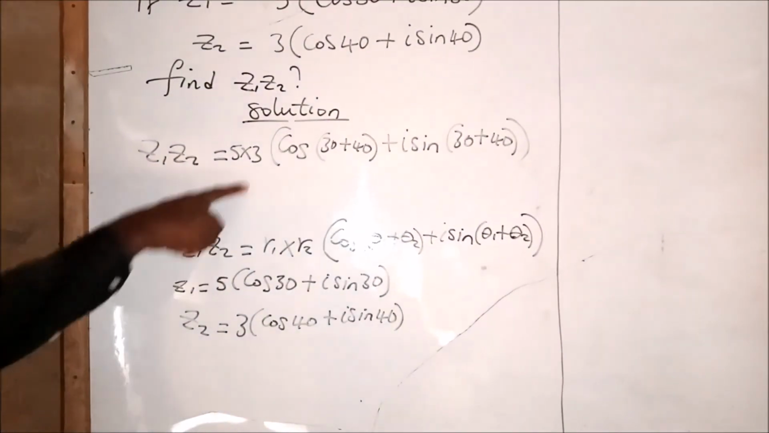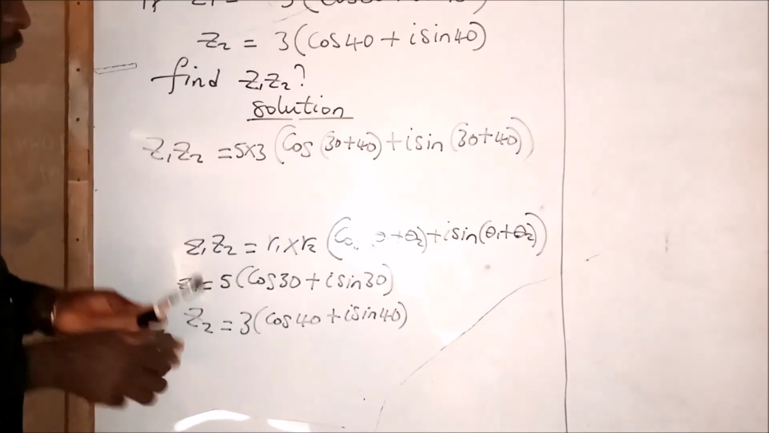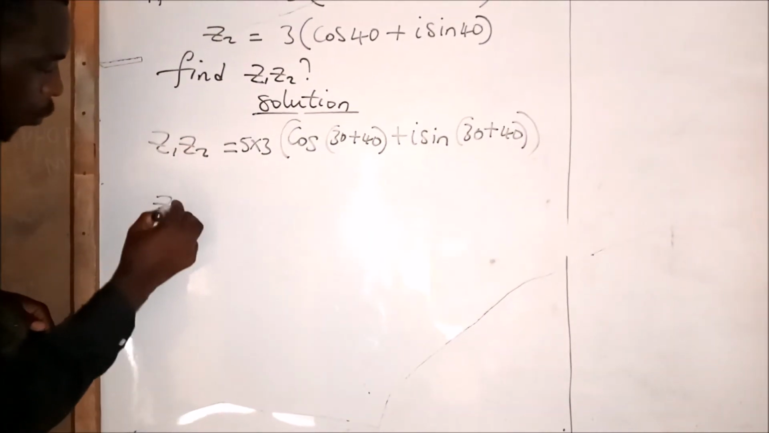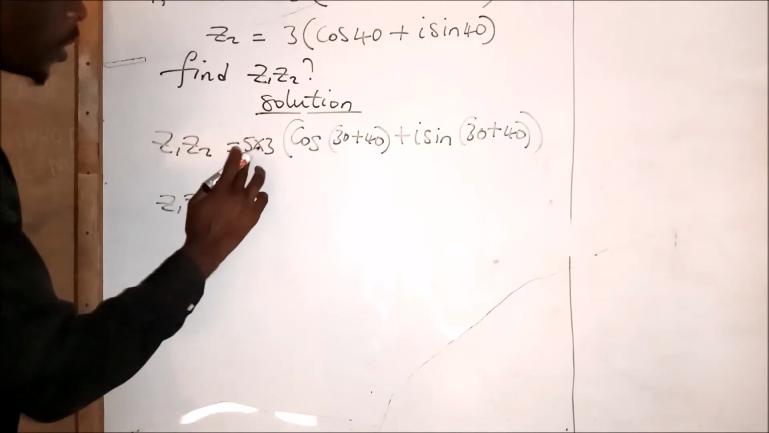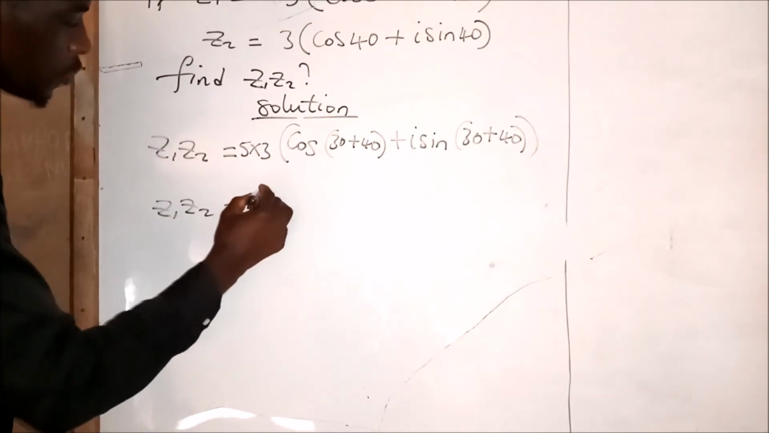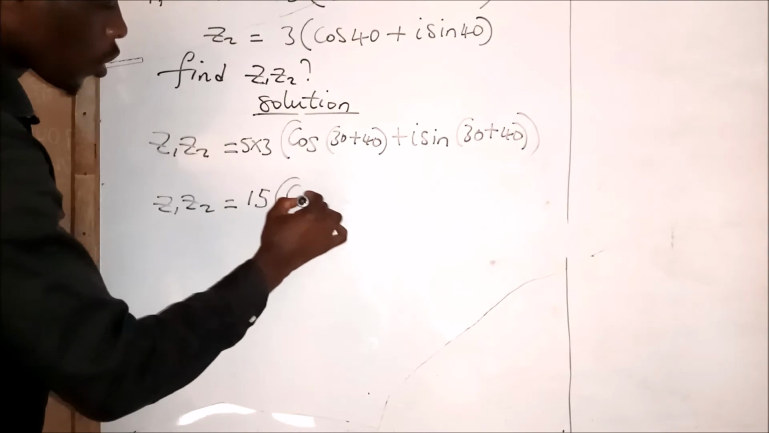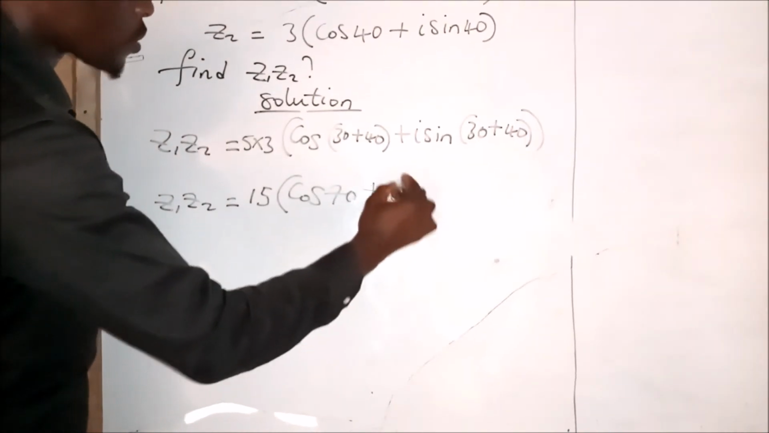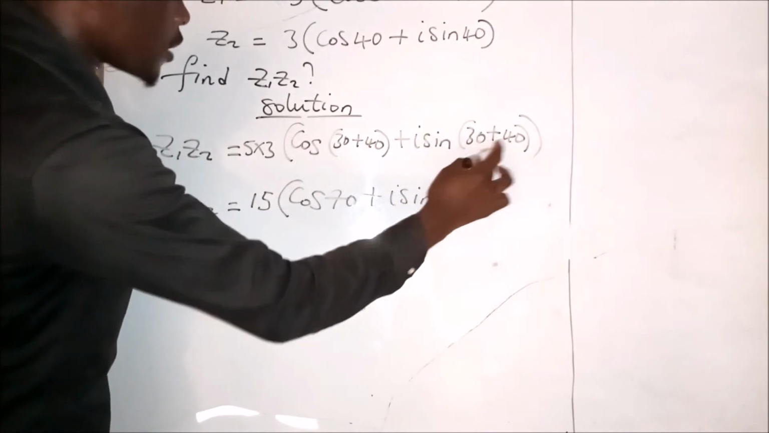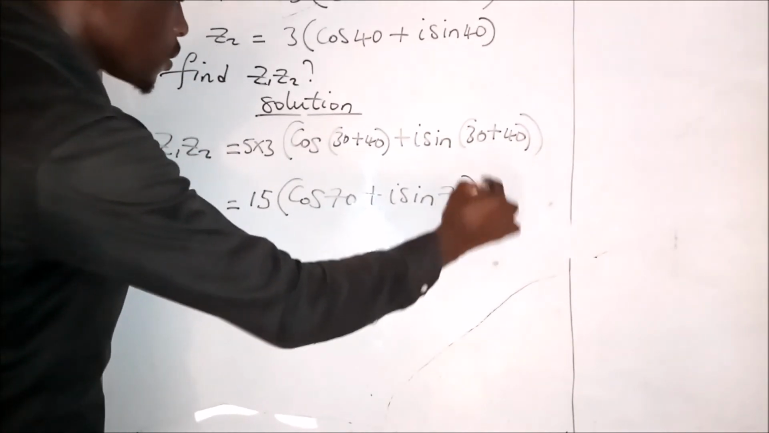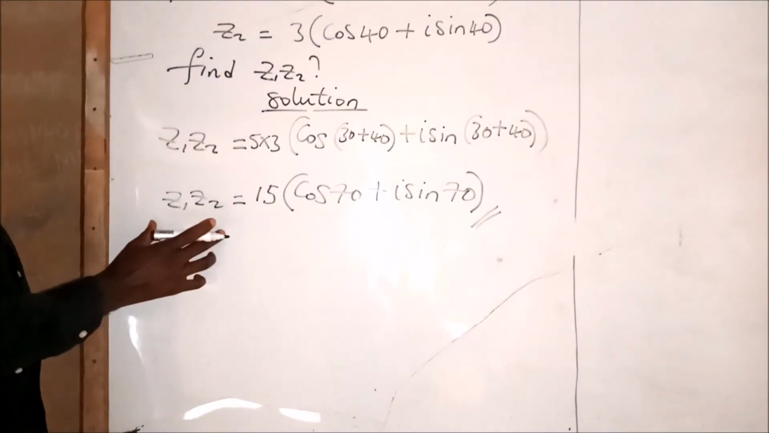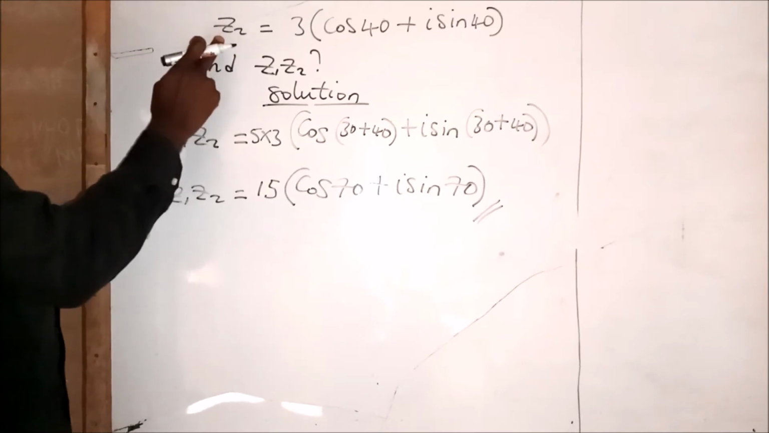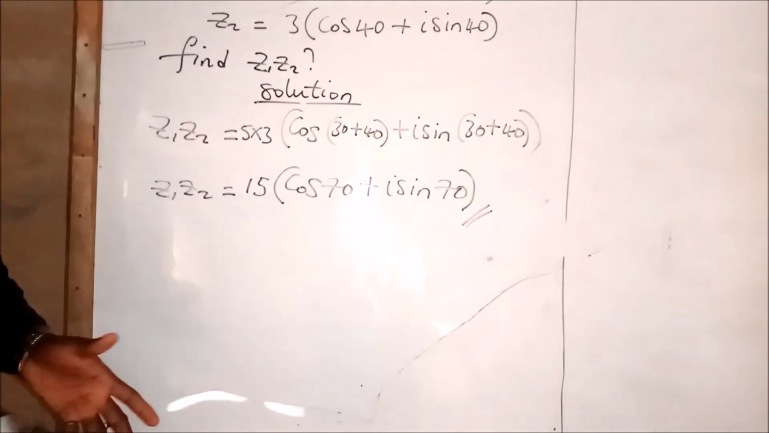Now we are going to get the product of this and the sum of this, which is going to give us that our z1z2 is going to be 5 multiplied by 3 is 15, bracket, cos of 30 plus 40 is 70, plus i sin of 30 plus 40, which is also 70. Now this is the product of z1 and z2.